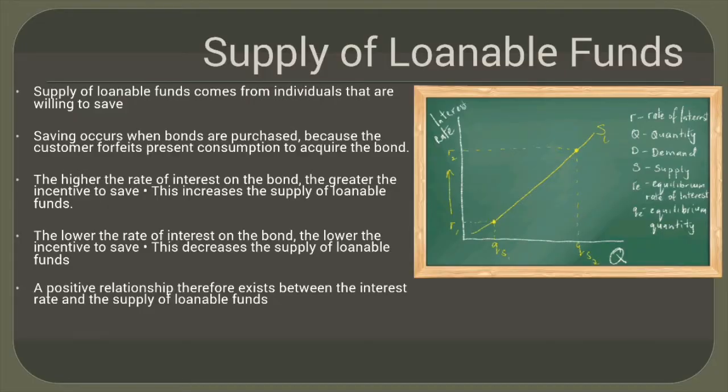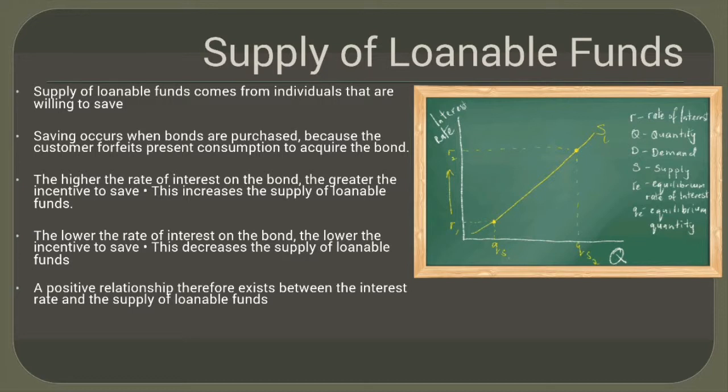Remember we said before that the interest rate is a reward to the saver. Individuals who want to save will be willing to save more money when the interest rate is higher because it's an incentive. And if the interest rate is lower, they will be willing to save less money. So the supply of loanable funds comes from individuals that are willing to save.